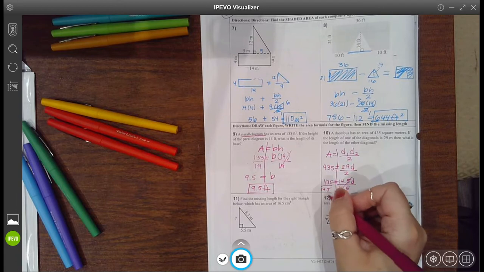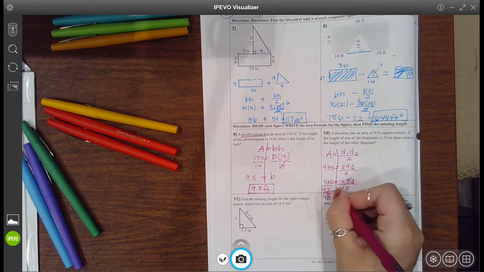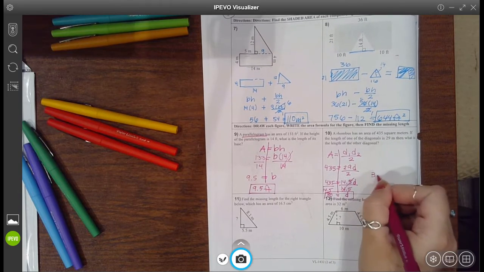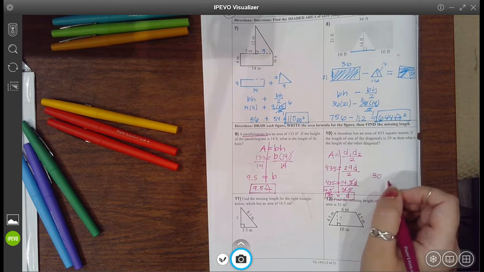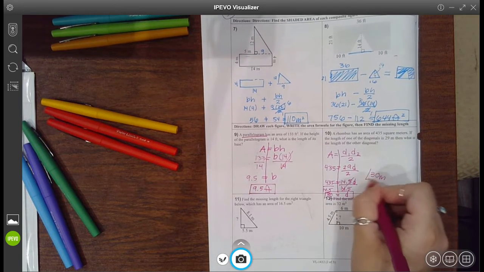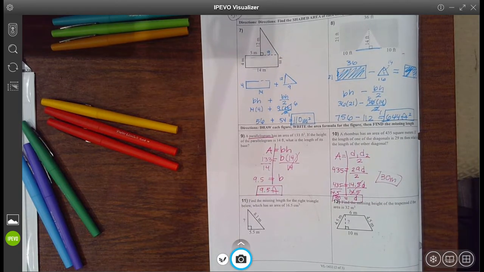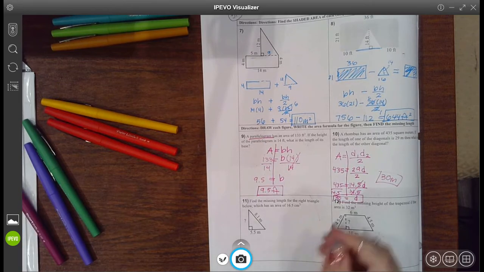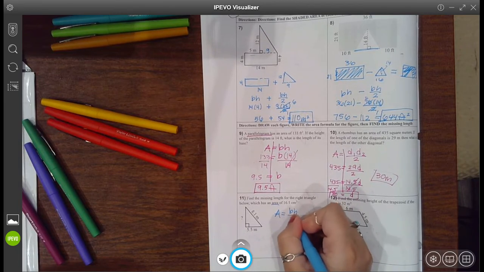And 435 divided by 14.5 is 30, meaning 14.5 times 30 will give me 435, and that's the length of the other diagonal. Is it 30 meters or meters squared? 30 meters, because it's just the diagonal lengths. All right, the next one is a triangle. So the formula for the area of a triangle is base times height divided by 2.